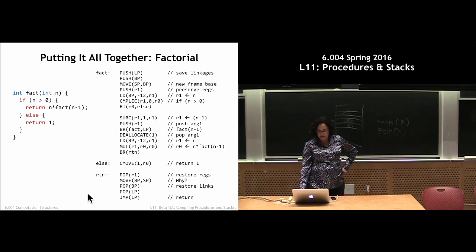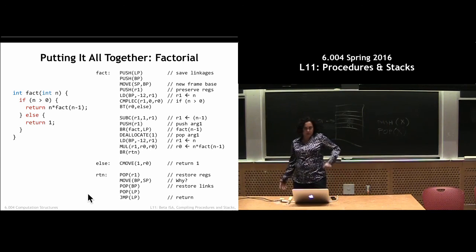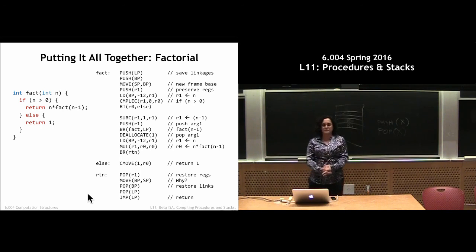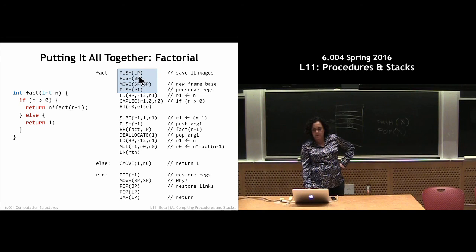Okay, so just to conclude, if we go back to our factorial procedure, this is the translation of it into beta. So we've got here our entry sequence, which looks just like what we said. We push LP, push BP, make the SP and BP equal, and then we save R1 because we want to make use of it. Our exit sequence is the reverse of that. You pop R1, move BP to SP, and then pop BP, pop LP, jump LP.